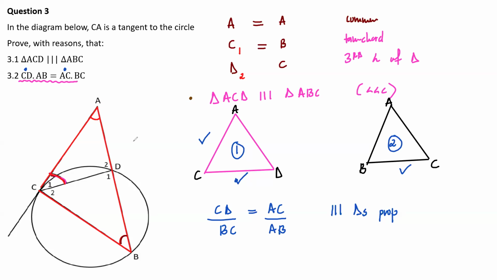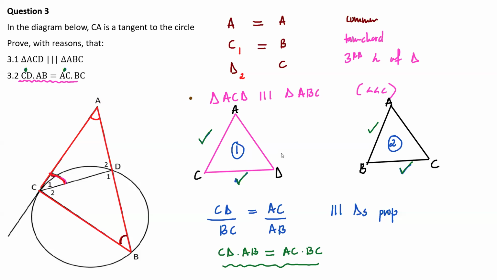Then it says to me, CD is going with BC. CD over BC. What else do they want? They've got AC. AC goes with AB. Why? Similar triangles in proportion. Then what? Just cross multiply. CD multiplied by AB is equal to AC multiplied by BC. Proven.